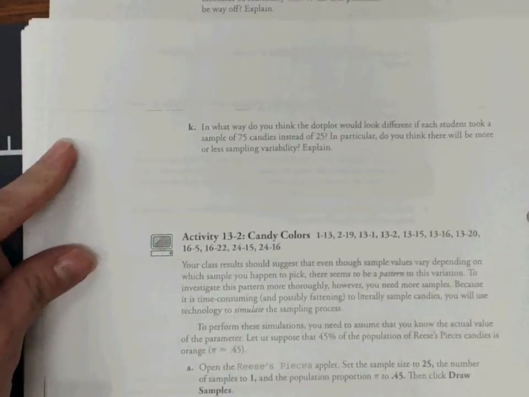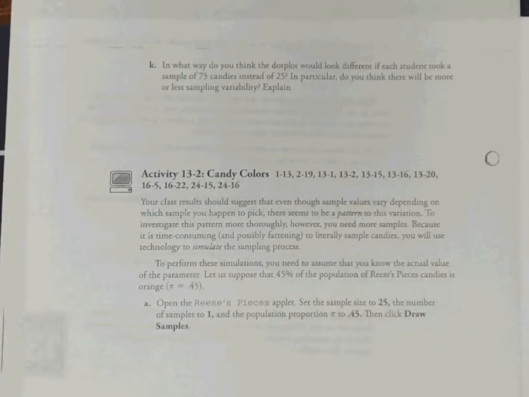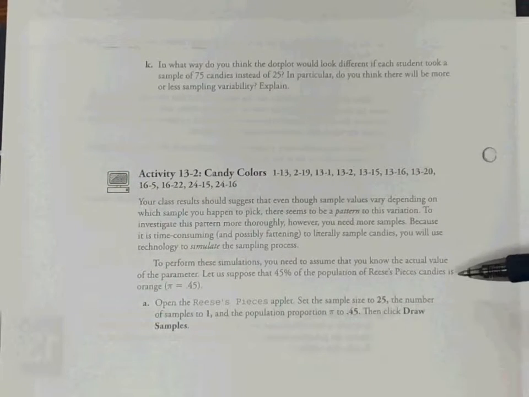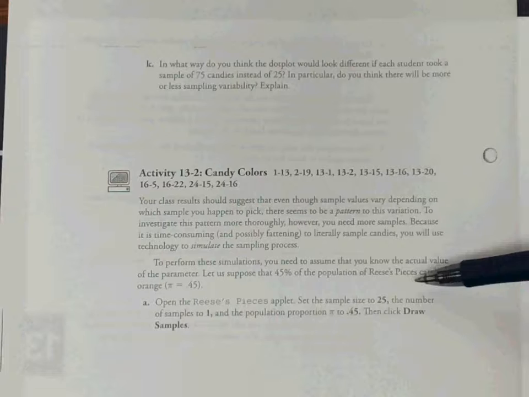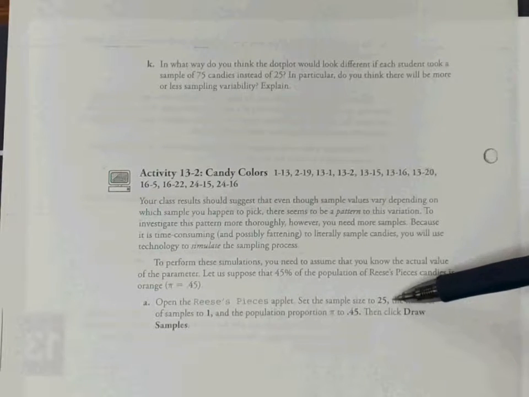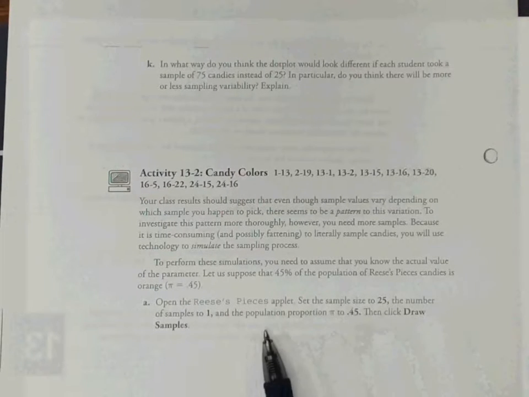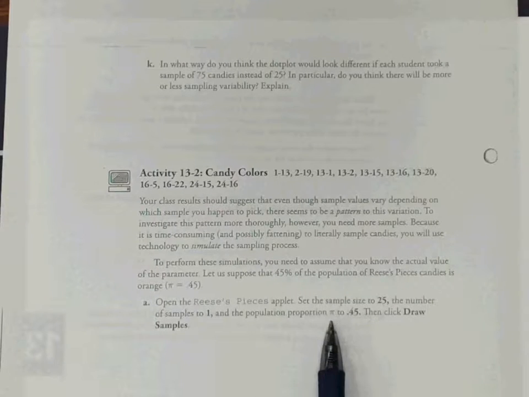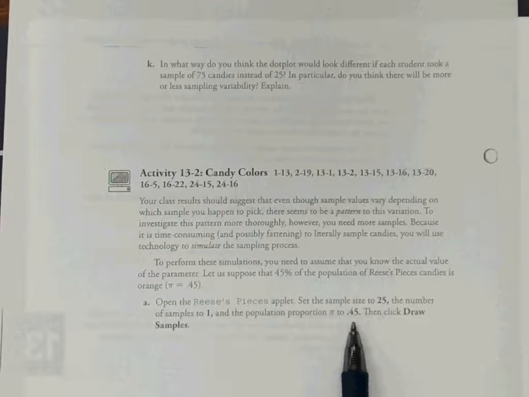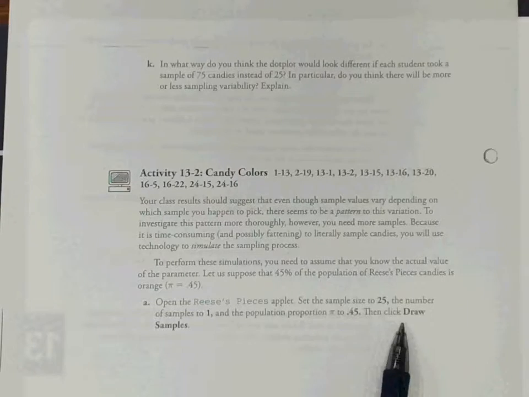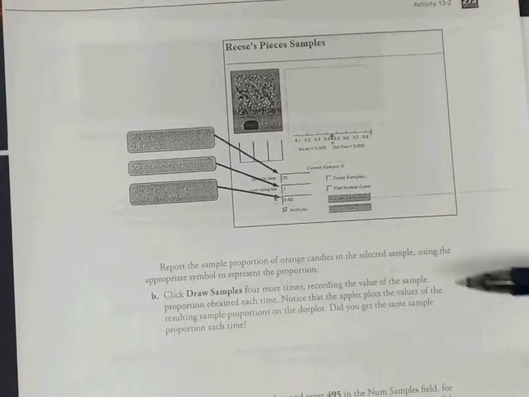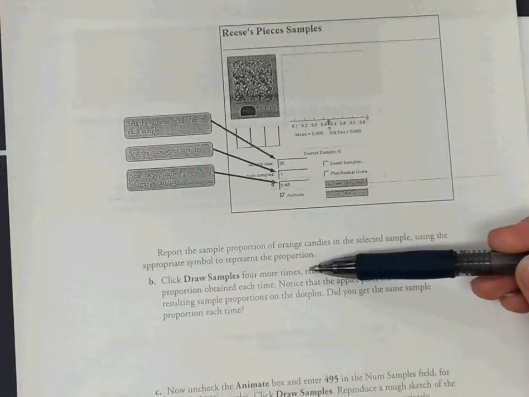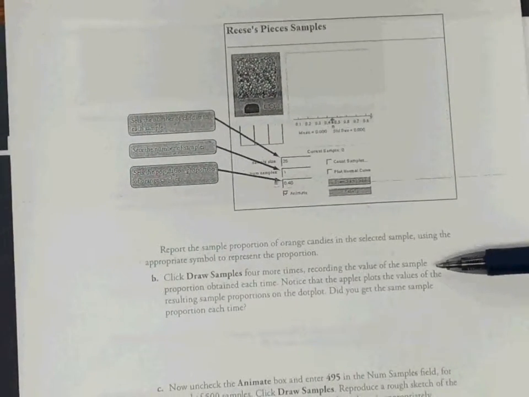And here, what we're going to be looking at is an applet online, and I gave you the link to all of the applets. I printed out the pieces so that we can look at them as we work through. So we want to open the Reese's Pieces applet and select sample size 25, and we're going to assume that our population proportion pi is equal to 0.45. And then they want us to draw one sample at a time and see what we end up with, and then draw 4 more samples, recording the value of the sample proportion each time.